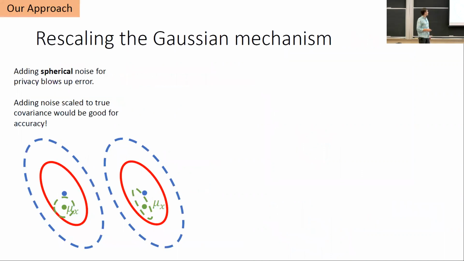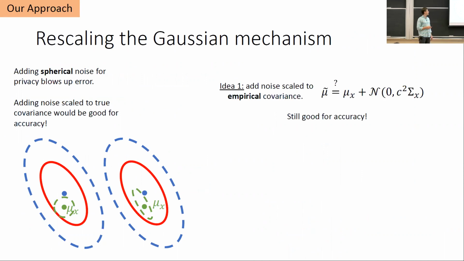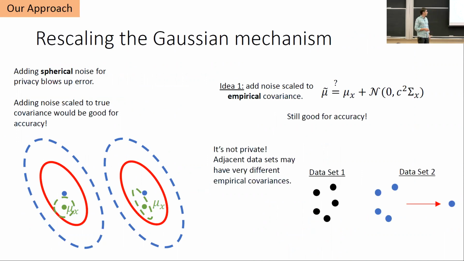Okay, so to our work, one thing we might like to do is add noise scaled to the true covariance. We don't know this, so that doesn't work. The next idea is, well, maybe we can add noise scaled to the empirical covariance. This would also be good for accuracy, but it's not private. Of course, adjacent data sets can have very different empirical covariances.